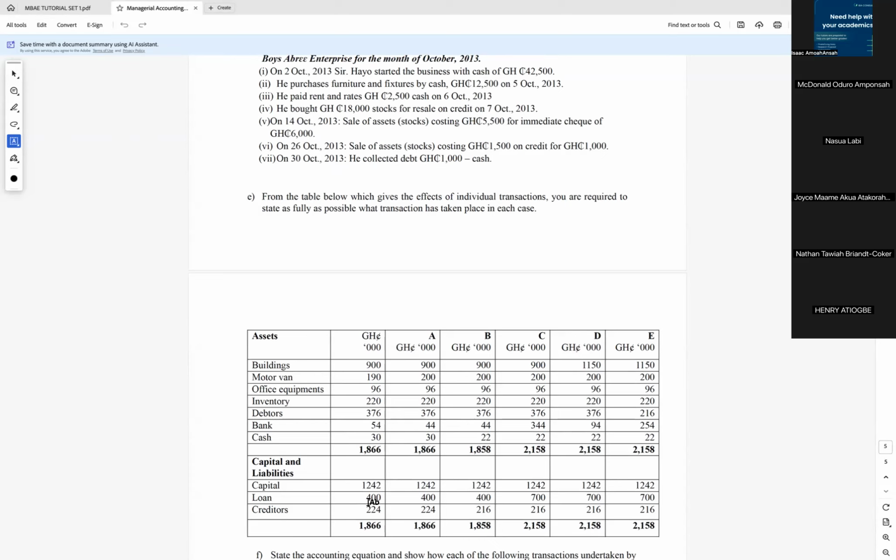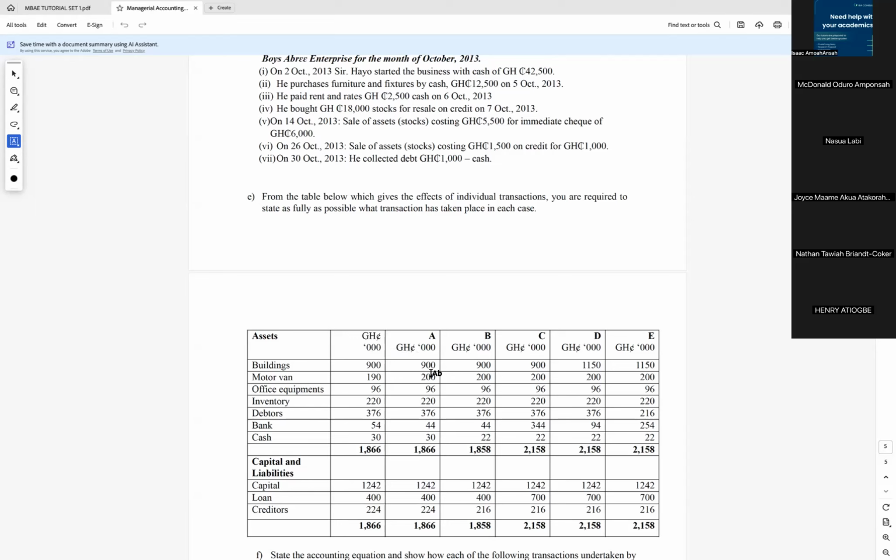When you check the Ghana cedi, there are three zeros there. There are three zeros up here. So it means all the transactions here are in thousands. So you have to take note. All the transactions here are in thousands. Okay.